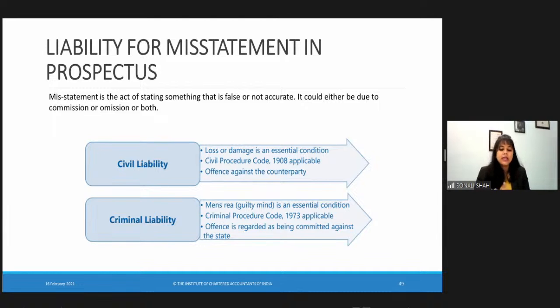For students who are saying that law is theoretical in nature and it is difficult to remember, I would always say that when you read the law, break it down into points. So supposedly, let's take the example of shelf prospectus.